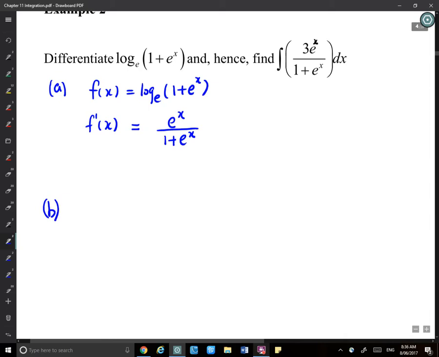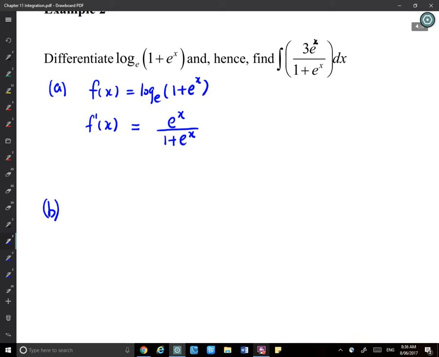And part B. This question is somehow easy, because let's have a look. The thing it asked me to antiderive is 3e to the power of x over 1 plus e to the power of x. It looks very similar to your answer. Can you see that? It's only 3 times different. That's 1 times, and the question is 3 times.